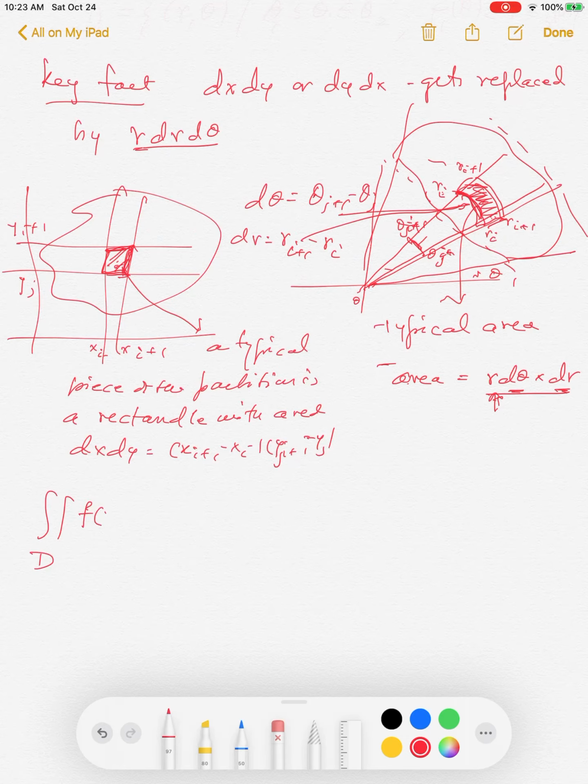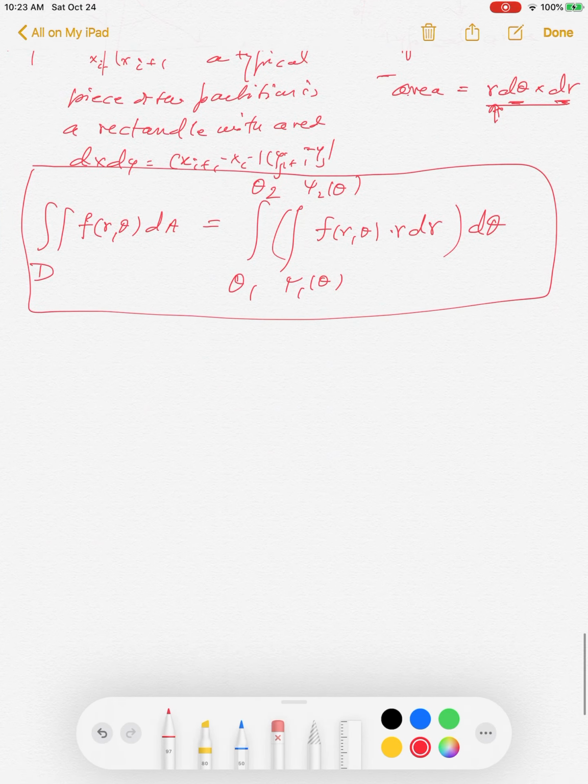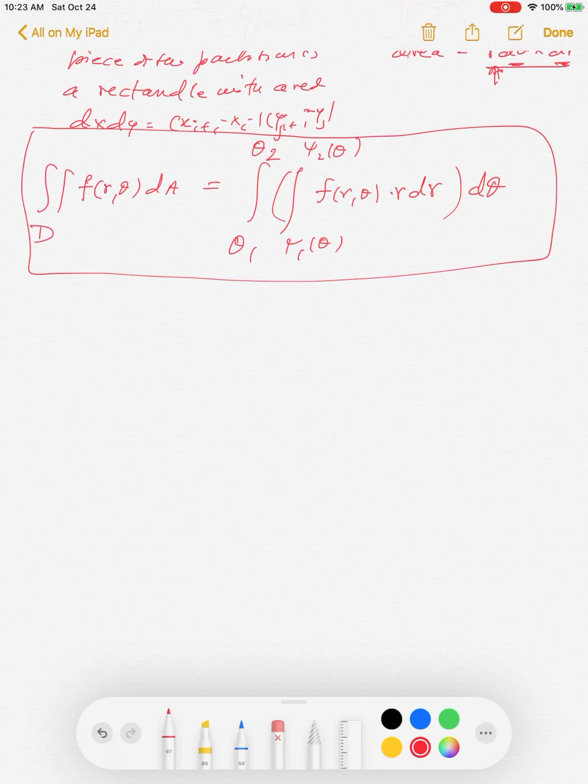Therefore, our double integral of f, which is expressed now in terms of r and theta, dA, on a region of type 3, you will integrate first with respect to r, but you will have an extra factor of r dr d theta, and r will go from psi 1 theta to psi 2 theta. Theta will run between theta 1 and theta 2. So that's how you do double integrals when you have a region which is described more easily in polar coordinates as a region in between two polar curves r equal to psi 1 theta and r equal to psi 2 theta, with theta between theta 1 and theta 2.